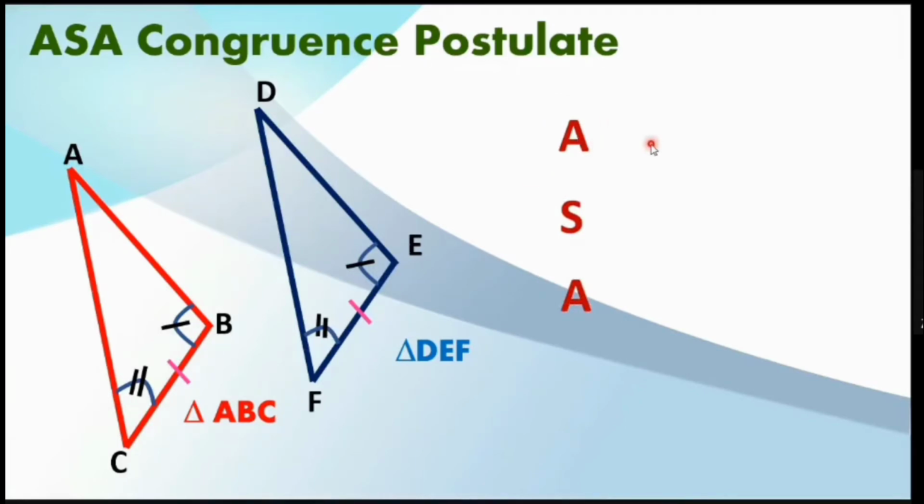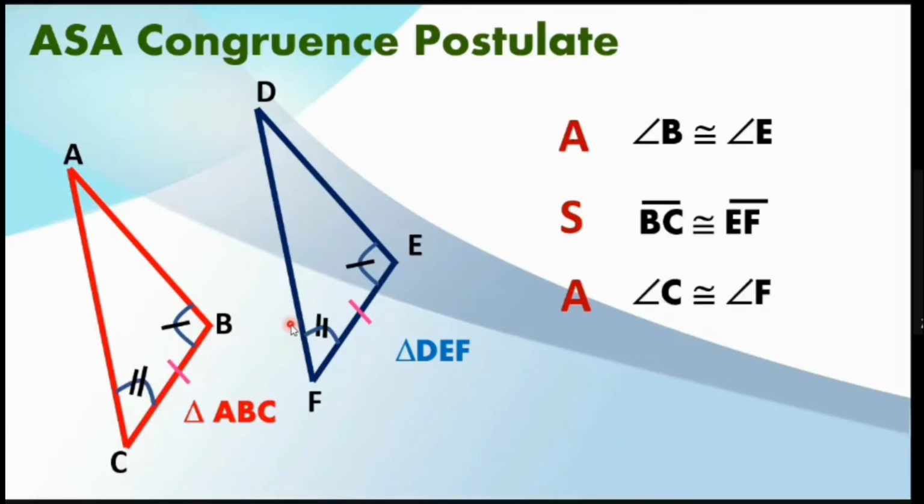First is angle. We have angle B corresponds to angle E. So therefore, angle B is congruent to angle E. Next is side BC corresponds to side EF. So we can say that side BC is congruent to side EF. And finally, we have angle C corresponds to angle F, or angle C is congruent to angle F.